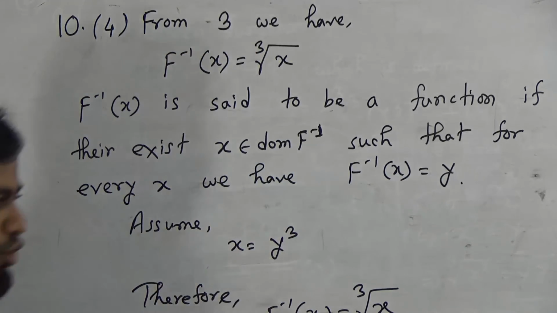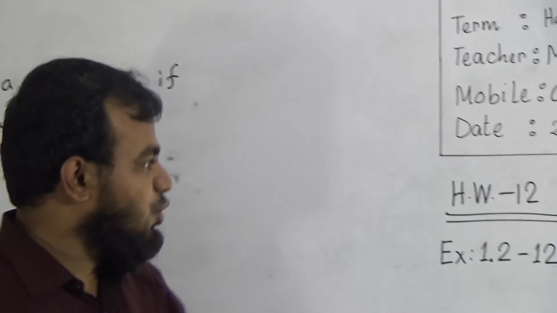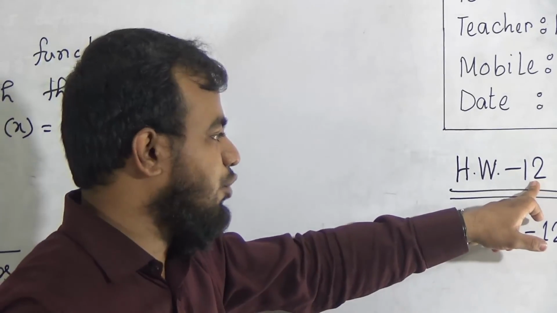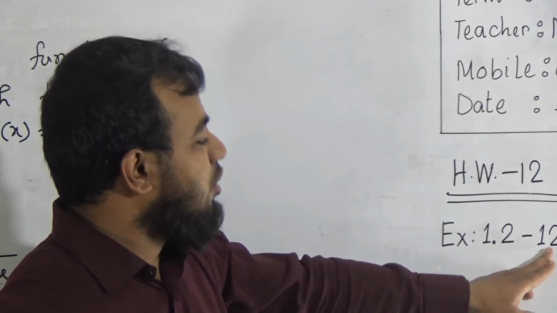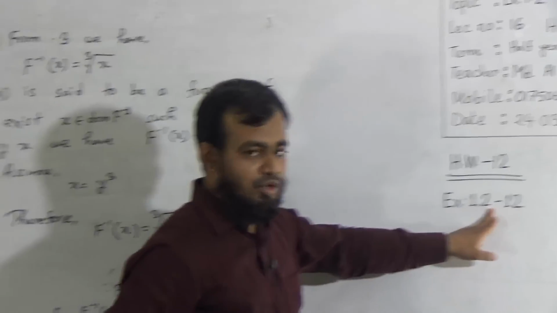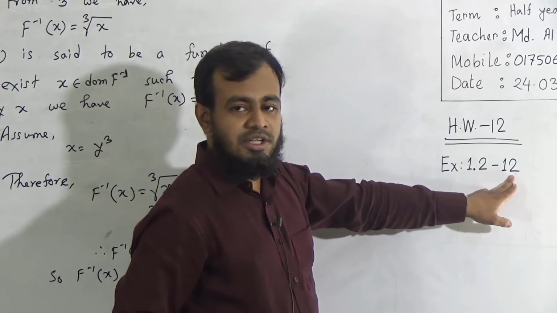Now my students, you have a homework, and your homework number is 12. Please mention the homework number in your HW copy in the left top corner. Your homework is question number 12 of exercise number 1.2. In 1.2 you need to solve question number 12. It's your number 12 homework.